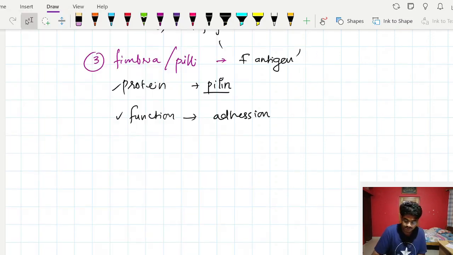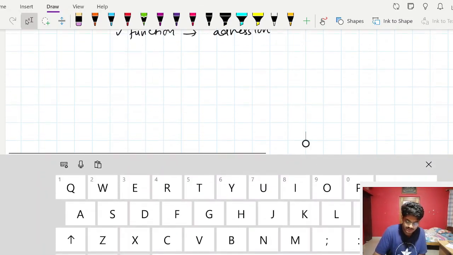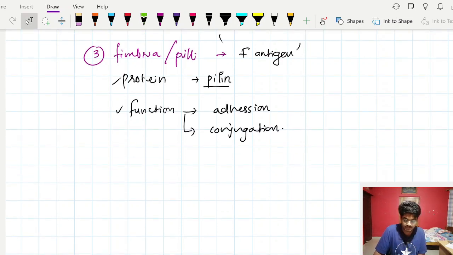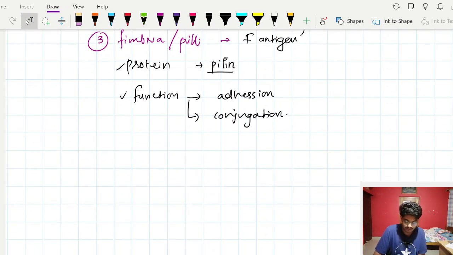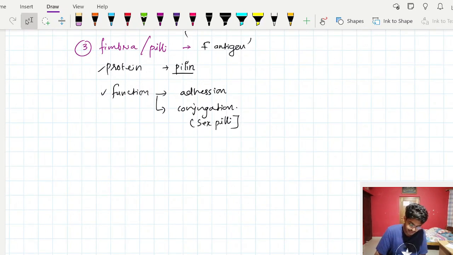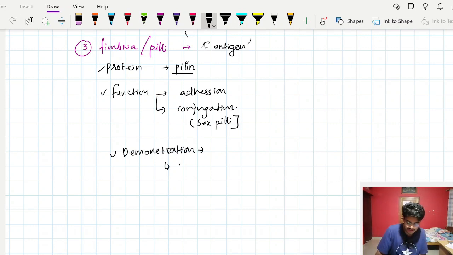They are small hair-like structures on the body. Then there are sex pili, which help in conjugation. That is the movement of genetic material from one bacterium to another through sex pili. These are the functions. Then how do we demonstrate fimbriae and pili? One method is normal electron microscopy.